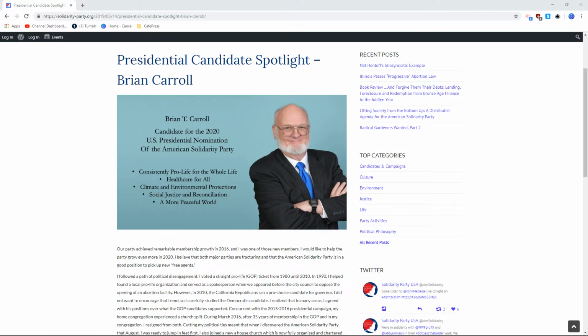So looking at this blog post, he's got a little graphic there with his picture and his positions. Again, this is pretty similar to what we saw on the platform page for ASP. It includes healthcare for all, which is another thing on ASP's platform page that I had trouble with: the idea of universal or single-payer healthcare, which they support. I've seen too many examples of that going wrong in other countries, and I don't like the government being in charge of healthcare. So that's one of those issues where I'm going to say, not so much, with this candidate.